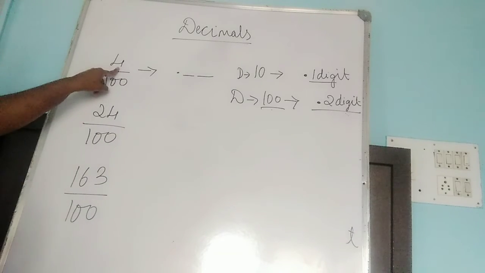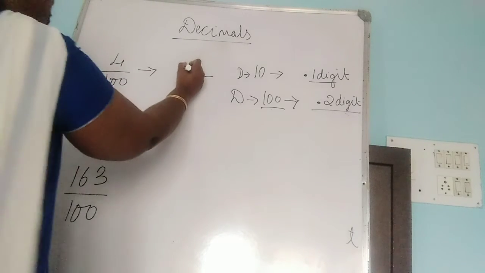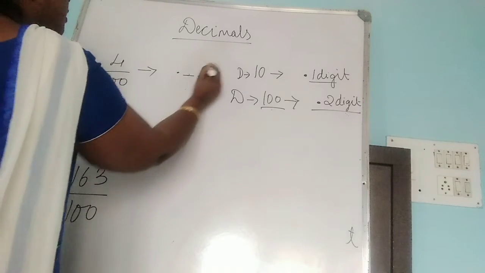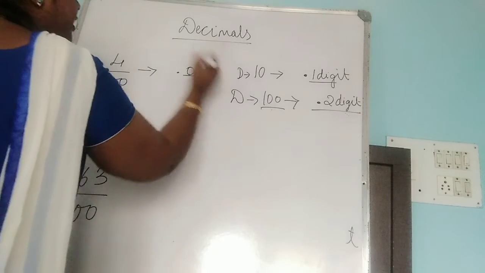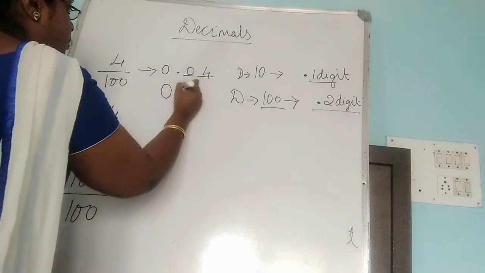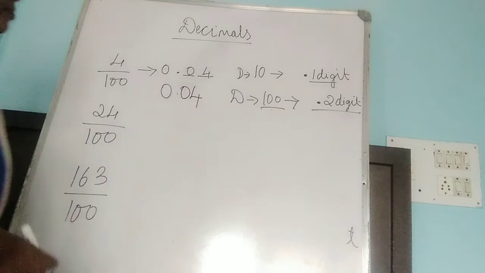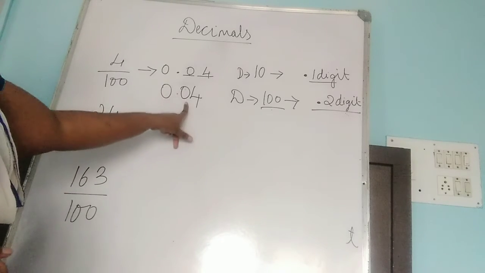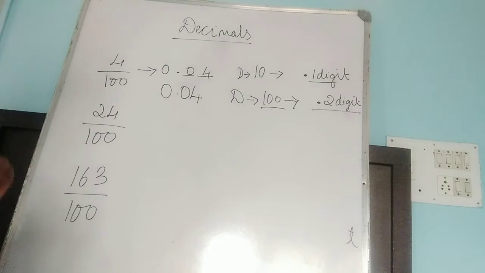After the point you should have two digits. So what is our digit? It is 4. If I put 4 here, it will be wrong. So I should put 0, 4, then it will be correct. So your answer for this is 0.04. Fine. 4 by 100 is 0.04. Understood?